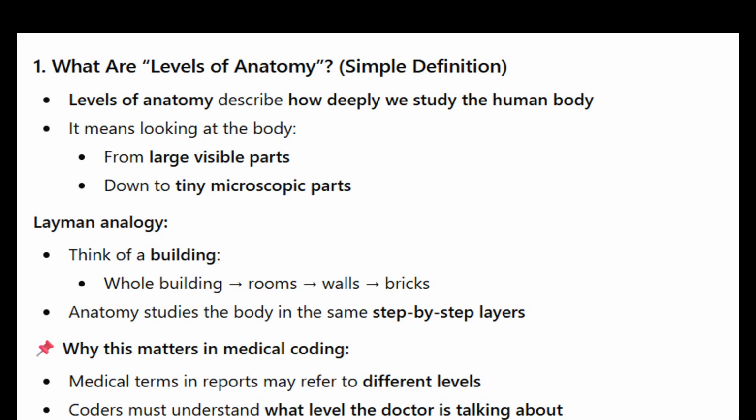So it is important because medical terms in reports may refer to different levels. Let's say some patients are suffering from a disease that comes in different levels, right? In that situation, doctors or medical professionals will use some medical terminology in the reports that may refer to the different levels. So in that case you should know, right? Otherwise how will you do the coding? That is why we are saying that coders must understand what level the doctor is talking about.